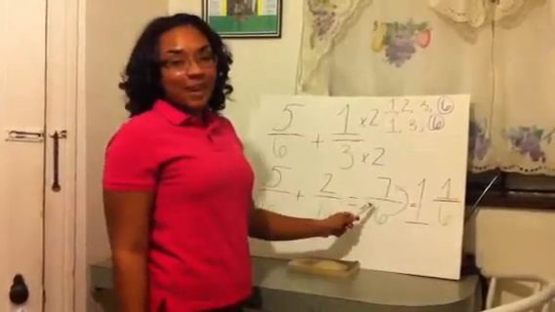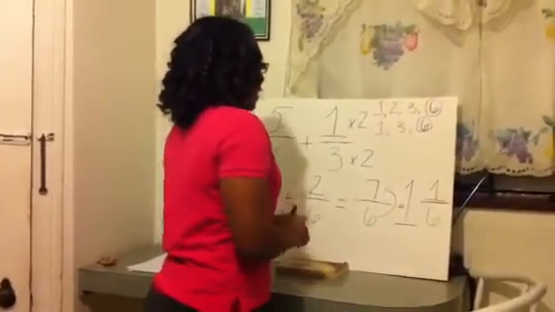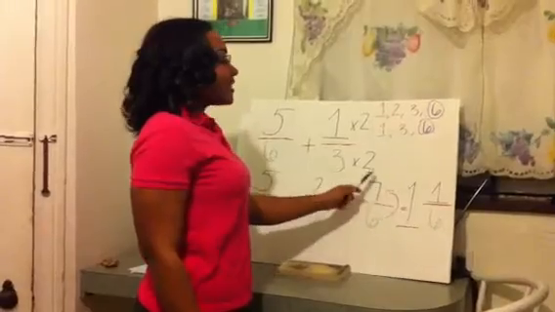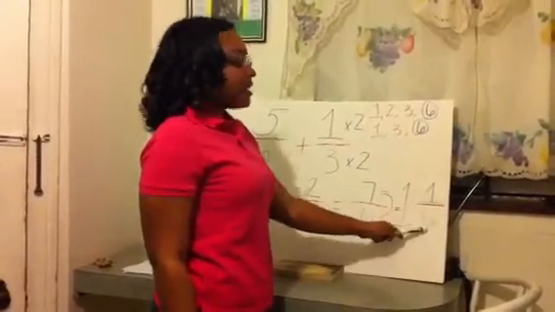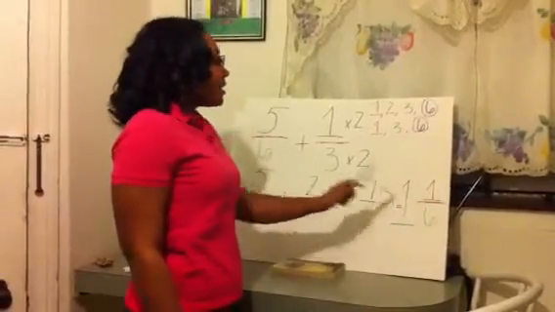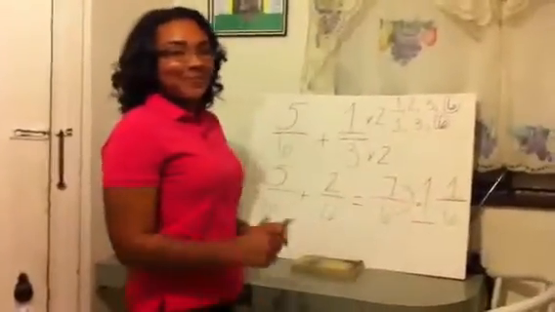This is an improper fraction. 6 goes into 7 one time with 1 remaining and 6 still as your denominator. This is called a mixed number.